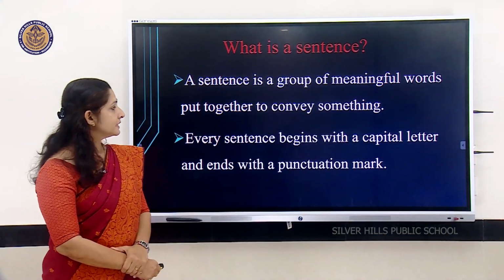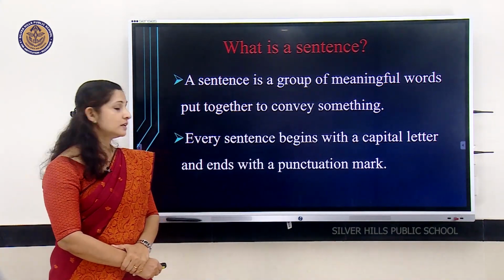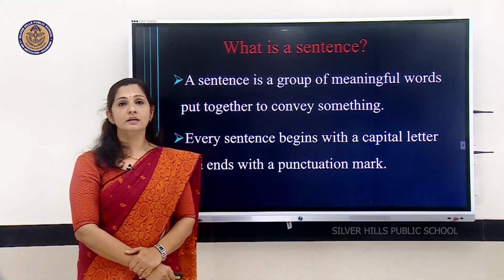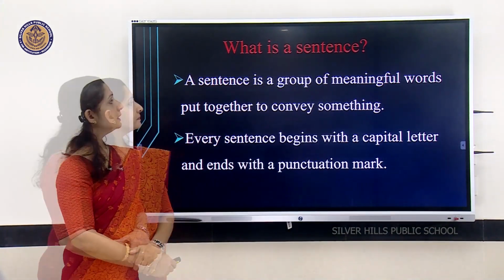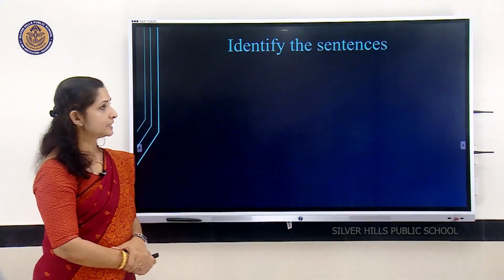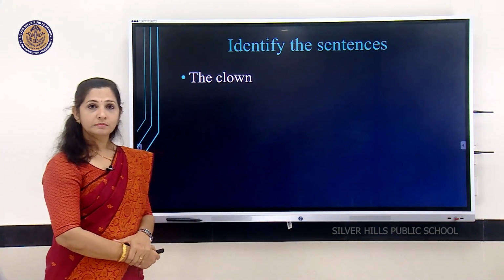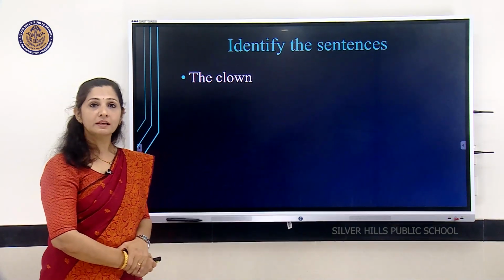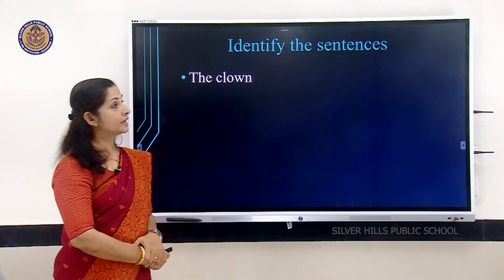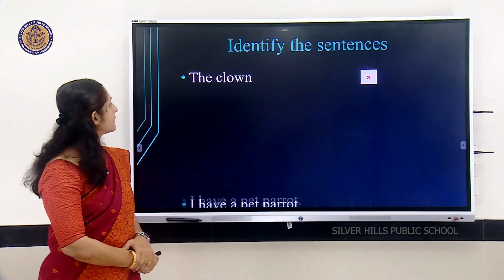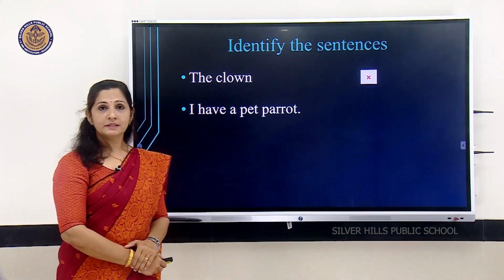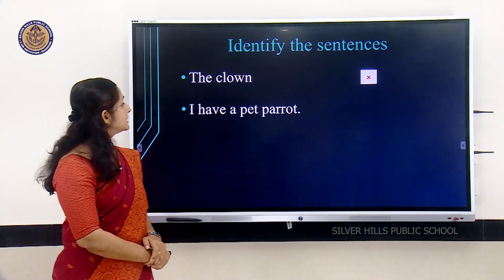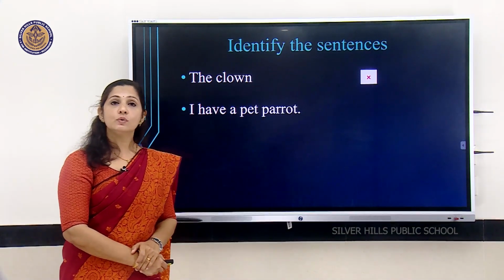The combination of words in the sentences should be in the proper order to convey the meaning. Every sentence begins with a capital letter and ends with a punctuation mark, specifically a full stop, a question mark or an exclamation mark. Now let's try to identify the sentences. The clown, is it a sentence? No, it does not give the proper meaning that it has to convey, so we cannot call it a sentence. I have a pet parrot. Yes, it is a sentence. It makes complete sense. It starts with a capital letter and ends with a full stop.